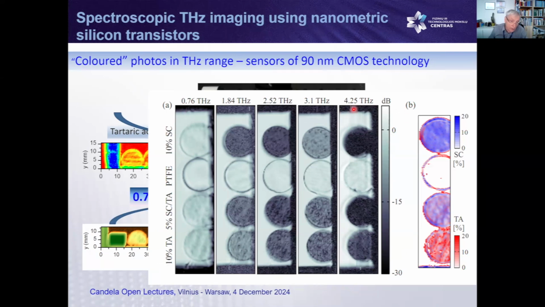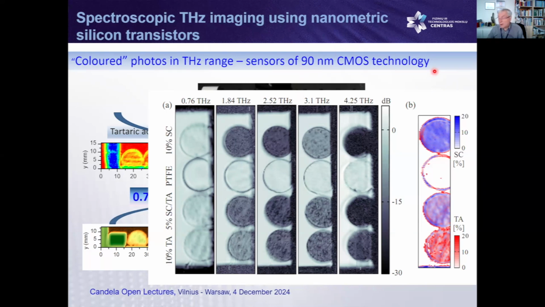We can go up to 4.5 to 5 terahertz. A reference is visible, and shadow color is changing. And if you try to apply principal component analysis, we can see which kind of materials we have in every piece of this palette. So we have beautiful colored photos in invisible light in Terahertz recorded by CMOS technology of 90 nanometers node.